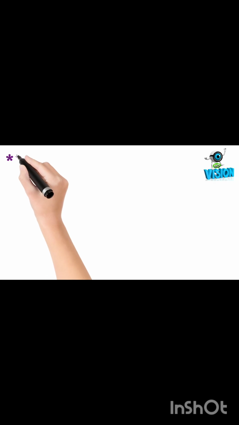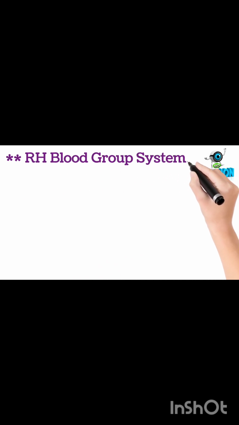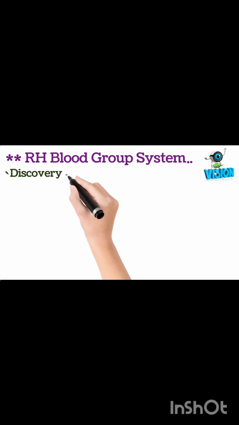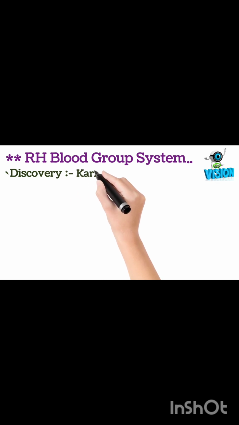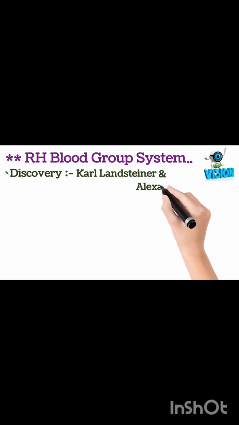Today we will be discussing an interesting topic of hematology, namely the Rh blood group system in human beings. This interesting topic explains how a person is positive or negative in blood group. So let's talk first of all about the discovery. This blood group was discovered by two prominent scientists, Karl Landsteiner and Alexander Wiener.